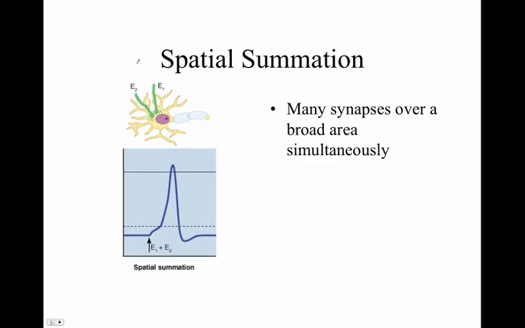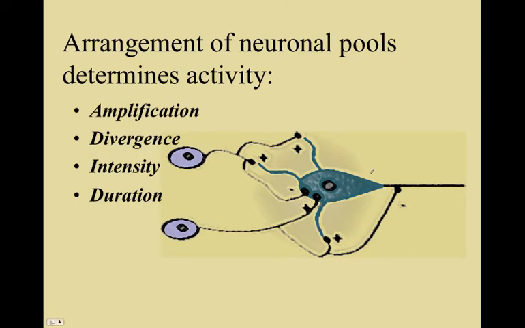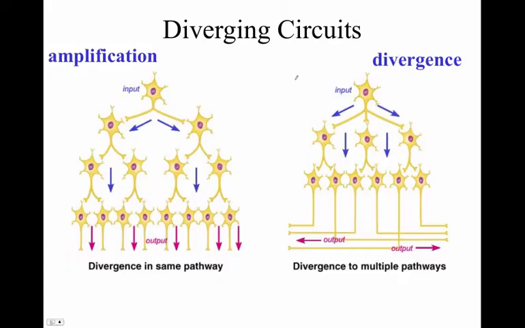Spatial summation then, we're looking at more than one axon involved, many synapses over a broad area simultaneously to fire that action potential. We also have this idea of neuronal pools. Neuronal pools are many neurons organized into functional pathways, and most activity of our nervous system is not a function of a single neuron. It's going to be a function of a neuronal pool. The arrangement of neuronal pools then is going to determine activity. The types of activity that we have would be amplification, divergence, intensity, and duration. We need to take a look at those.